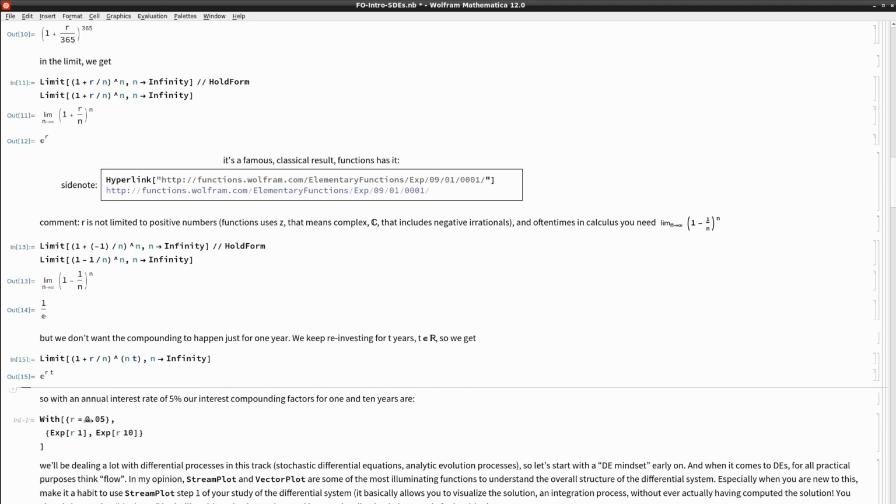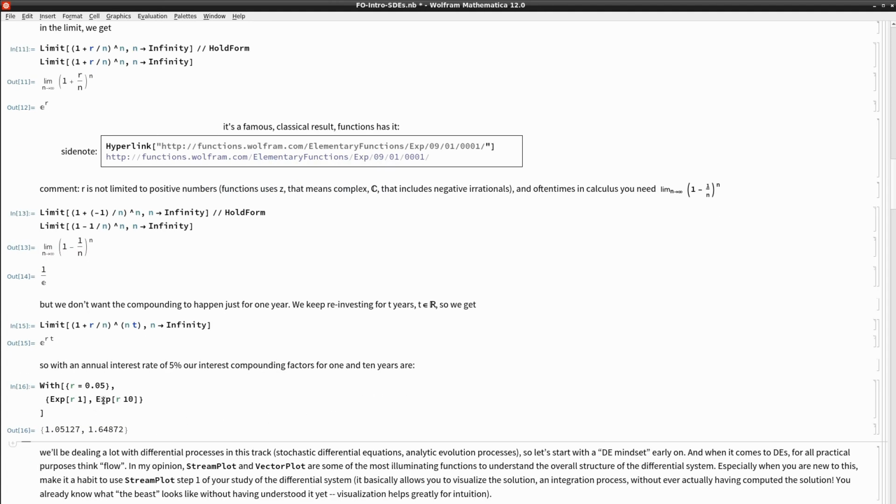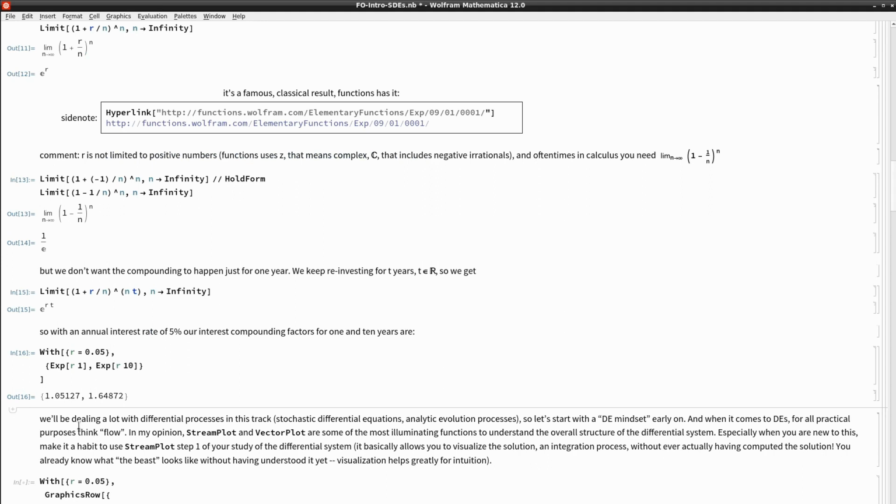Okay? So with an annual interest of 5%, for example, our compounding factors for 1 year and 10 years are simply e to the r for 1 year and e to the 10 times r for 10 years. And as I mentioned earlier, we'll be dealing a lot with differential processes here in this track.